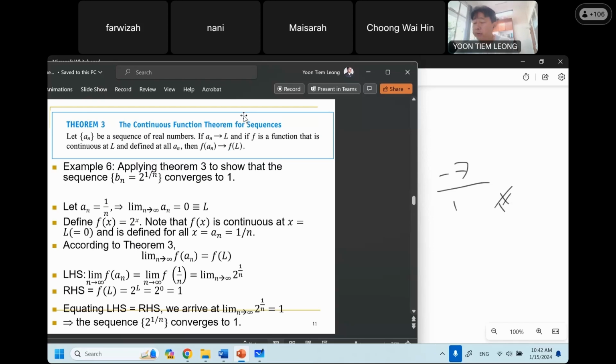So let us look at Theorem 3. These are two very simple methods that allow you to work out the limit of a sequence. Say you are given a sequence of 2 raised to the power of 1 over n, and the question asks you what is its limit. The limit of this actually is 1. So we said the sequence of 2 raised to the power 1 over n converges to 1. But how are you going to show that? This is the example of Theorem 3.